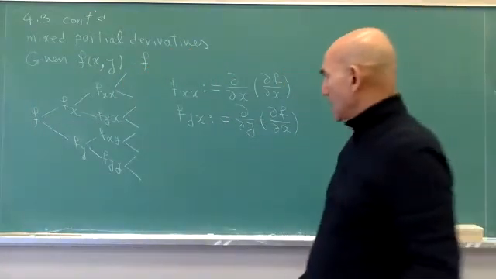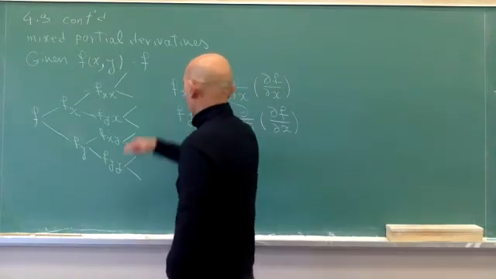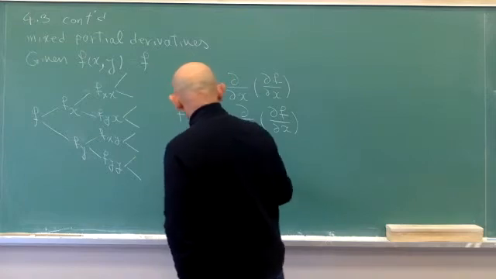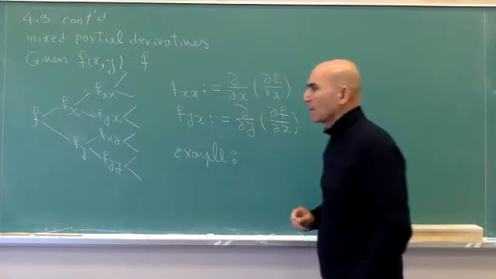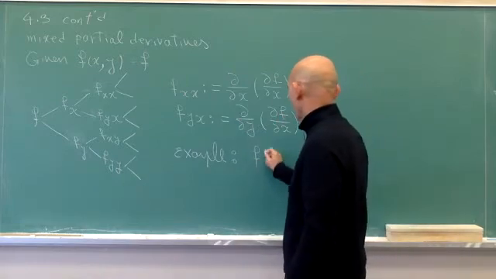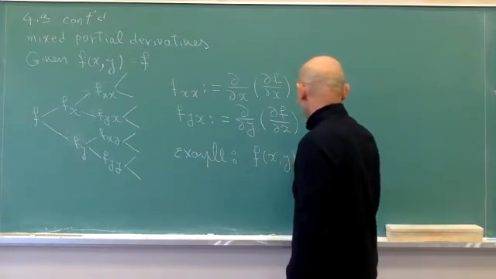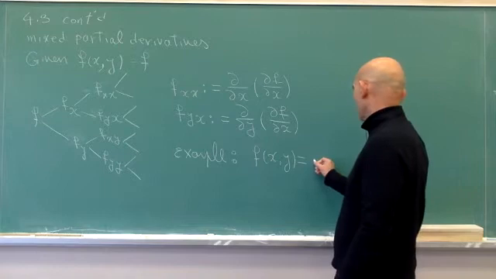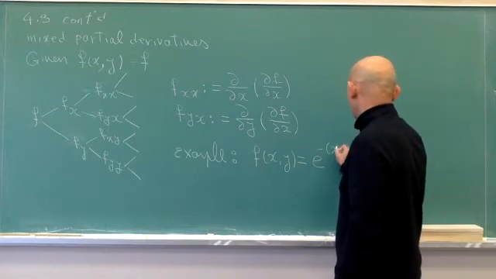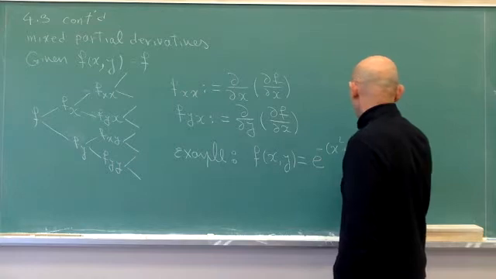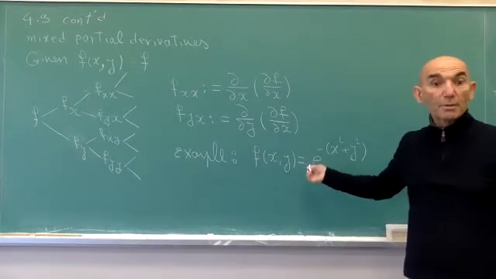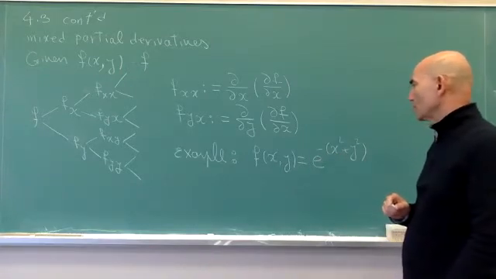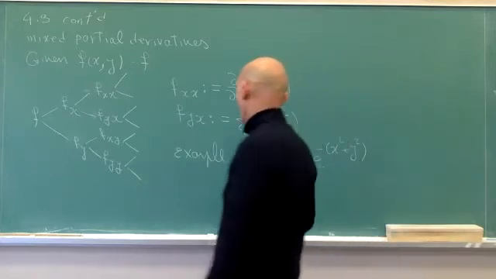Now, let me give you an example before doing this. Here's an example. Let's look at some function f of x and y. Let's take it to be a function like exponential of minus x squared plus y squared. It's a function of two variables. So this is our f of x and y. Let's compute fxx, for example, and fxy and fyx.